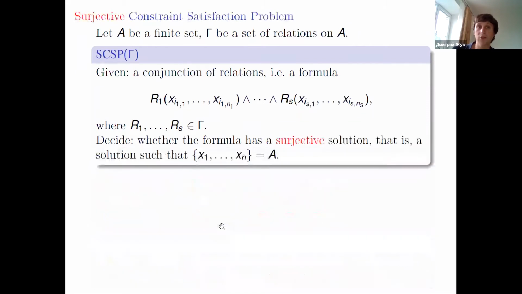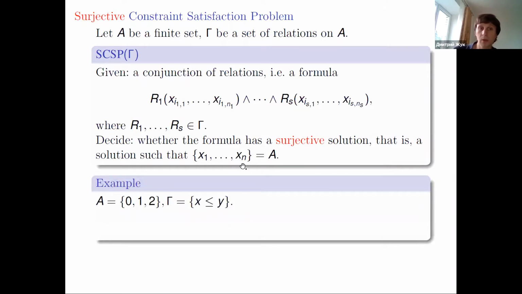And now let's go to the topic of my talk, surjective constraint satisfaction problem. Here, everything is the same. Again, we have a finite set A, and we have some set of relations gamma, which is a constraint language. And for every gamma, we consider the decision problem, surjective CSP over gamma. Again, I have a conjunction of predicates where all the predicates are from gamma. But this time we need to decide whether this formula has a surjective solution, which means that any element from A should appear in the solution.